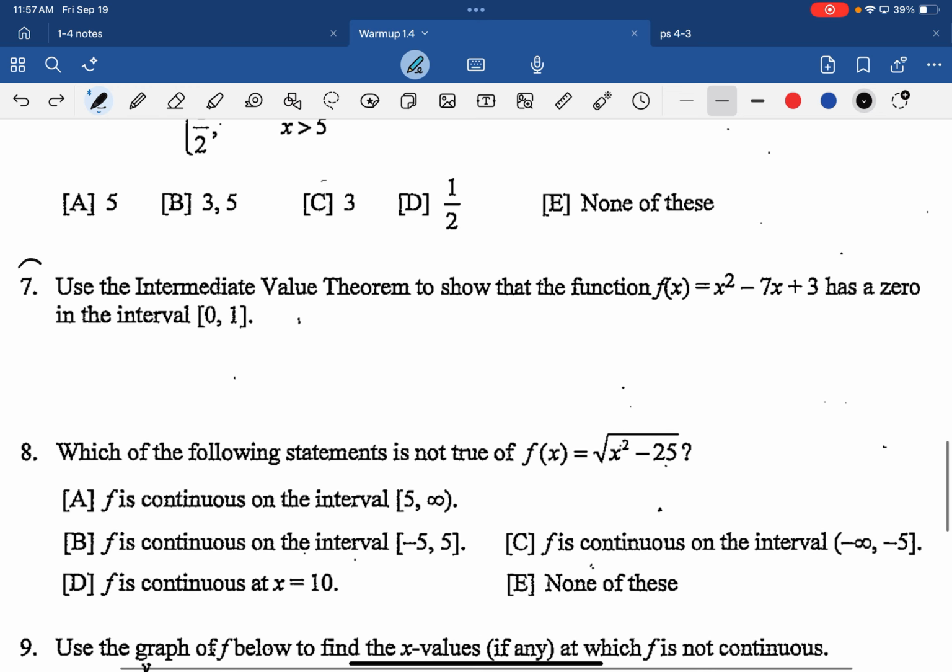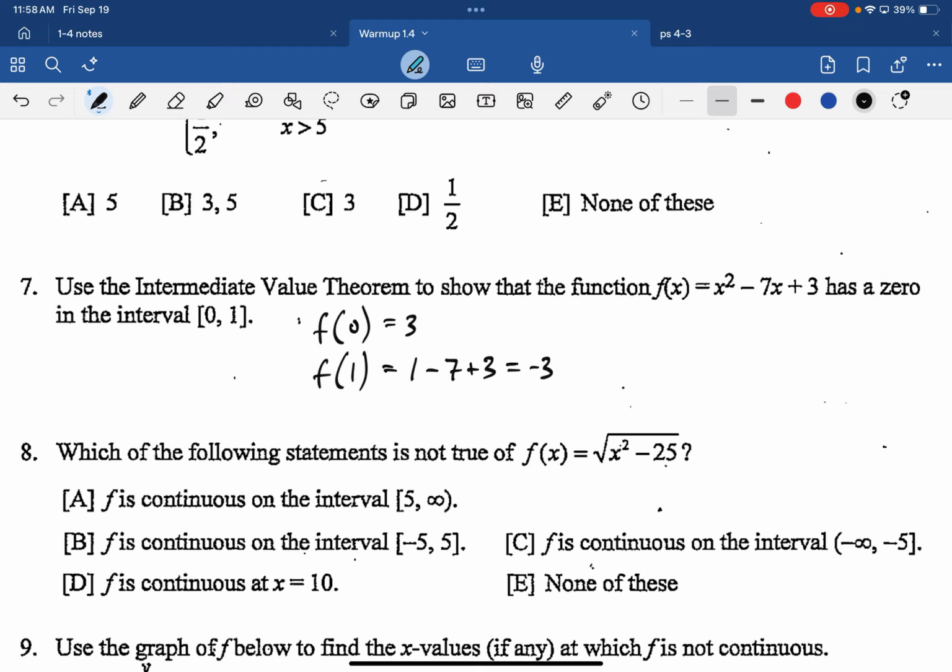Okay, let's do question 7. Use the intermediate value theorem to show that the function has a 0 in the interval 0, 1. So let me evaluate f of 0 first. F of 0 is 3, right? 0 squared minus 7 times 0 plus 3 is 3. But f of 1 is 1 minus 7 plus 3 equals negative 3.